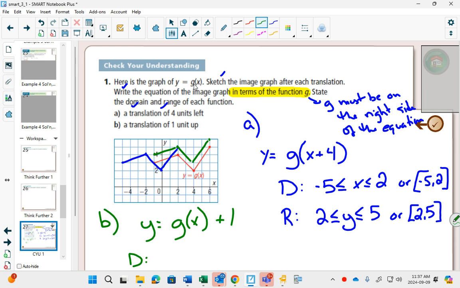Domain. Again, smallest x value is -1. Biggest x value is 6. I'm just going to do the interval notation for this one, and our range. Smallest y value is 3, and biggest y value is 6. So we can see that from our graph as well.